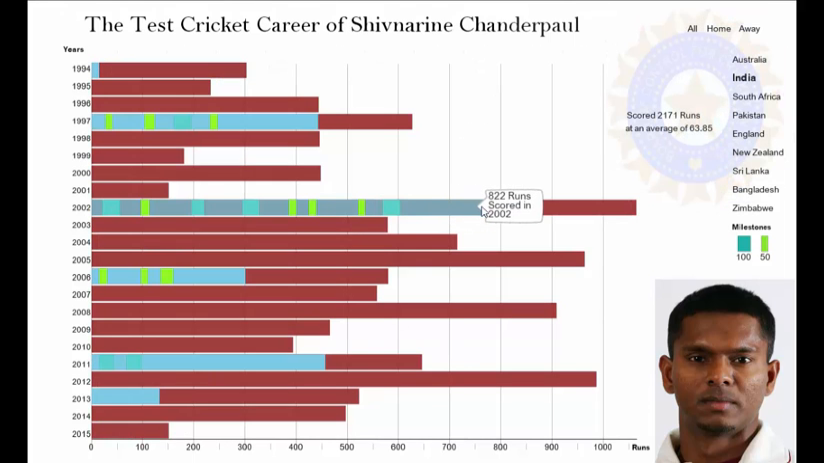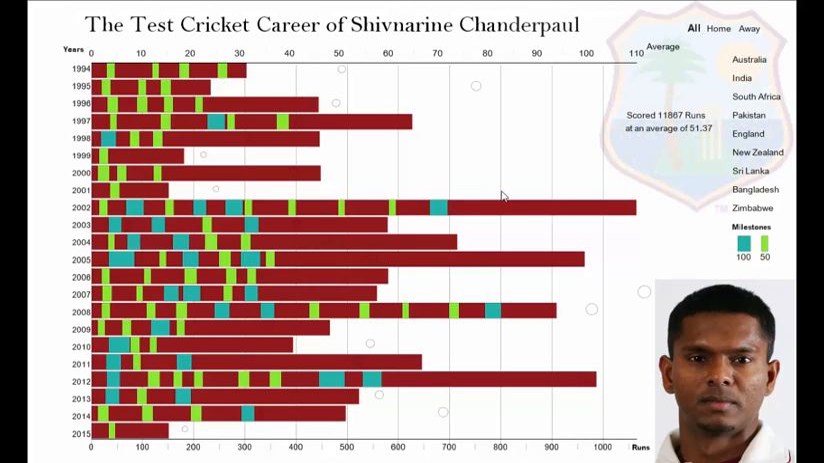This is useful when doing comparisons, as can be seen here in 2002 when Chanderpaul had his most successful season. We can see clearly that the majority of his runs were scored against India alone. Circles are also used to represent the seasonal averages of Chanderpaul. These circles have variant sizes, where the larger circles denote higher seasonal averages.